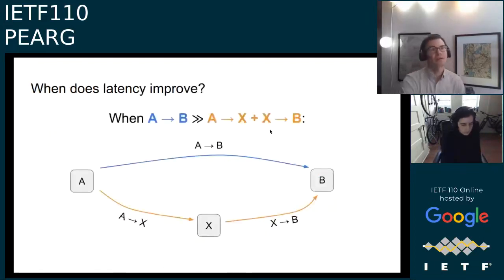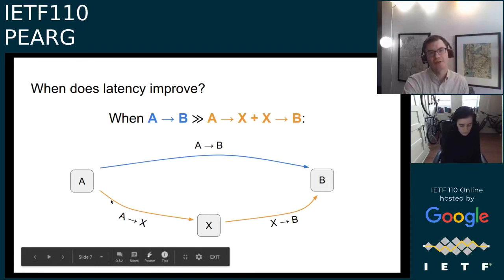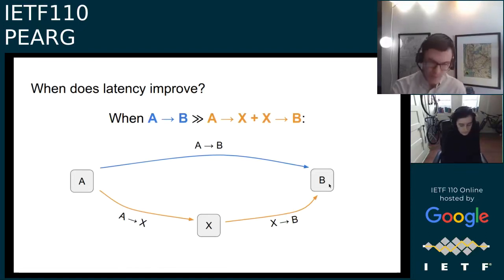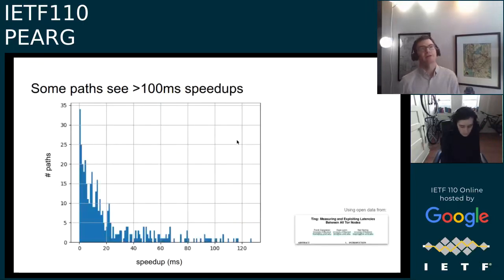So when is this going to provide latency improvements? Well, it's going to do that when the direct path is slower than the path from A to X, then from X to B. Namely, this wouldn't happen geometrically, or geographically. It's never going to be faster for me to walk to my destination via some other point than it would be to walk directly. But on the internet, in fact, this actually happens all the time. And we have some preliminary evidence that within the Tor network, it does happen.